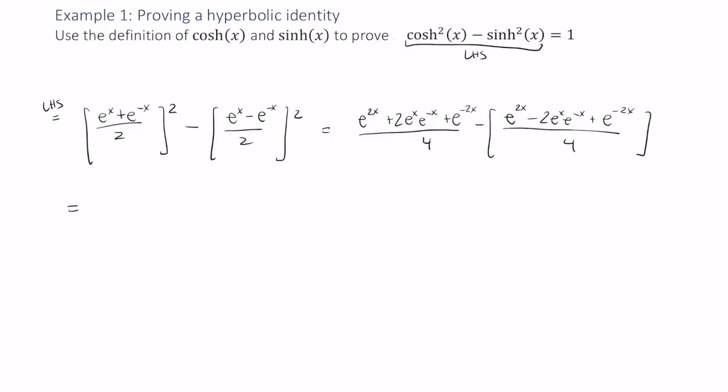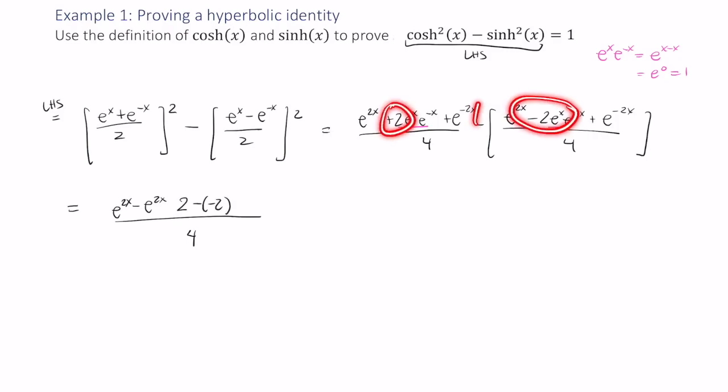Now we can combine like terms here, and the denominator is the same, so I'm just going to have a 4 here, and have e to the 2x minus e to the 2x. And then recall, e to the x times e to the negative x, that's just going to give us 1, since these parts here give us e to the 0 power, which is equal to 1. Okay, so that is 2 minus a negative 2.